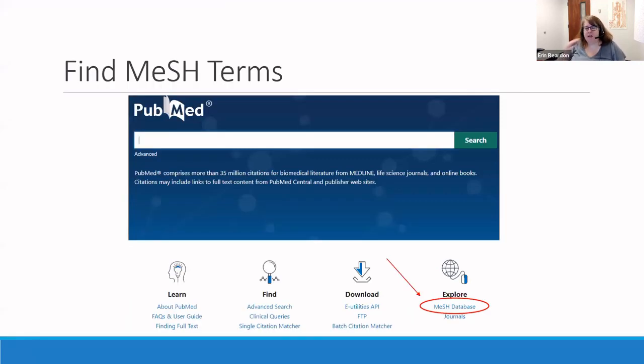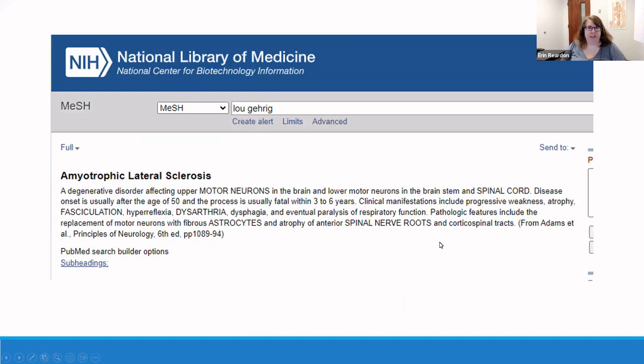To look for MeSH terms, you would go to the MeSH database. So here's the PubMed home screen. You go to the MeSH database, click on that, and then search for the term you're looking for. Here's a good example of a disease that's called many different things. If you look for Lou Gehrig's disease in the MeSH database, you're going to find the MeSH term for ALS. The MeSH database tells you what the term is: a degenerative disorder affecting upper motor neurons in the brain and lower motor neurons in the brainstem and spinal cord.